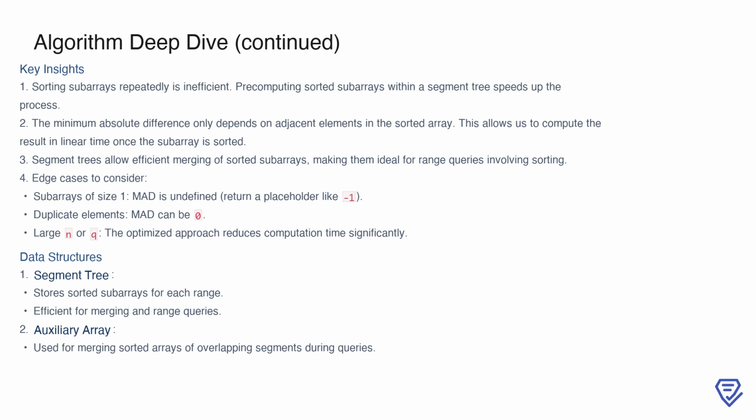Since the MAD depends only on adjacent elements in the sorted array, the computation becomes linear once the subarray is sorted. The use of a segment tree allows for efficient merging of overlapping segments during queries, making it the ideal data structure for this problem. It's important to consider edge cases, such as subarrays of size 1, where MAD is undefined, or subarrays with duplicate elements, where MAD can be 0. Large inputs are also handled efficiently due to the pre-processing step that reduces redundant computations.